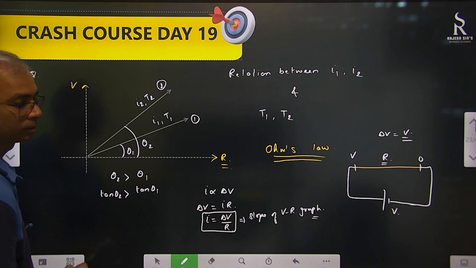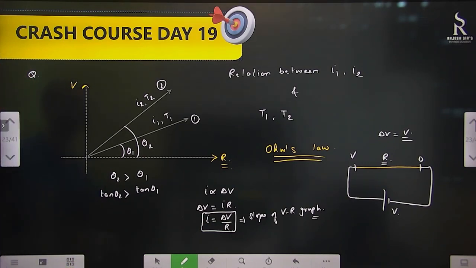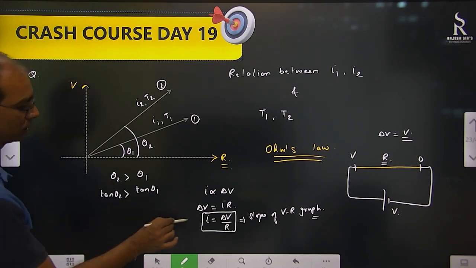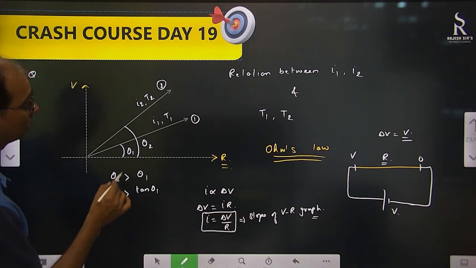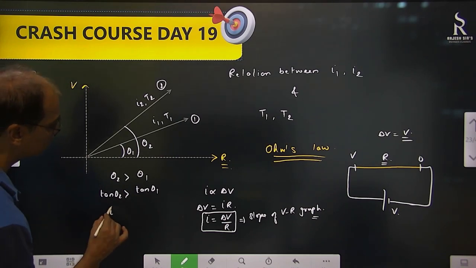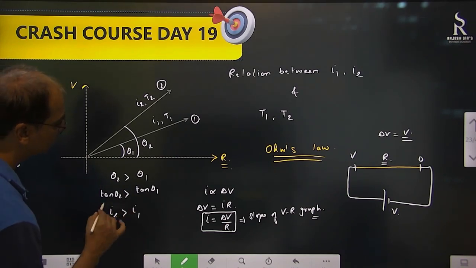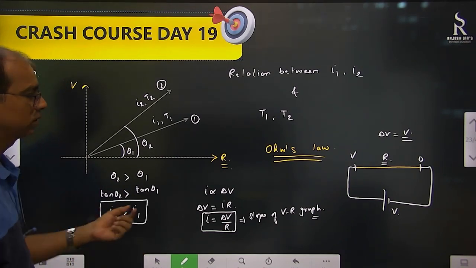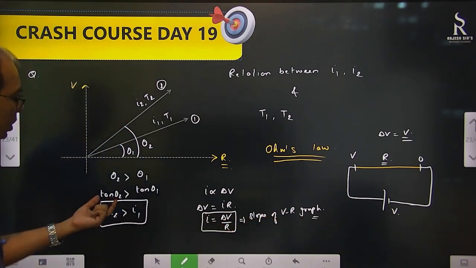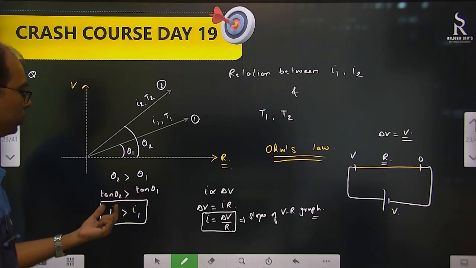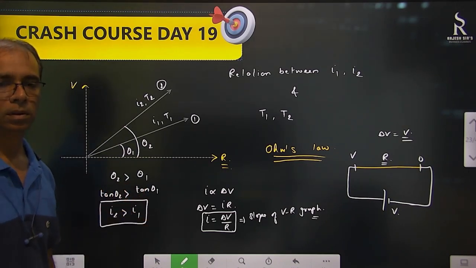So if it's the same wire, then what we will say is that slope means I. If it's the same wire, then tan theta 2 is more. That means I2 is greater than I1, because I is only the slope of the VR graph. So whose slope is more? Tan theta 2. Tan theta 2 is more means I2 is greater than I1.